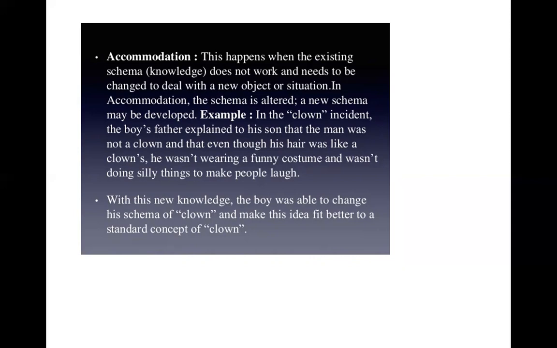Even though his hair was like a clown's, he is not doing any silly things to make people laugh, and he is not wearing a funny costume. So here, with the help of his father's explanation, the child has understood that a clown is not only characterized by his hair; any person who makes people laugh and wears a funny costume is also characteristic of a clown. So here the new schema is developed, and this is the phase of accommodation.